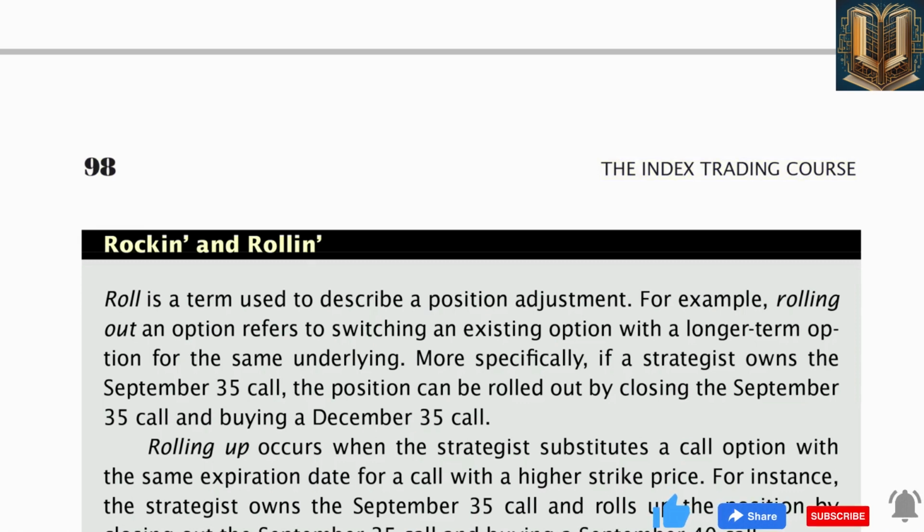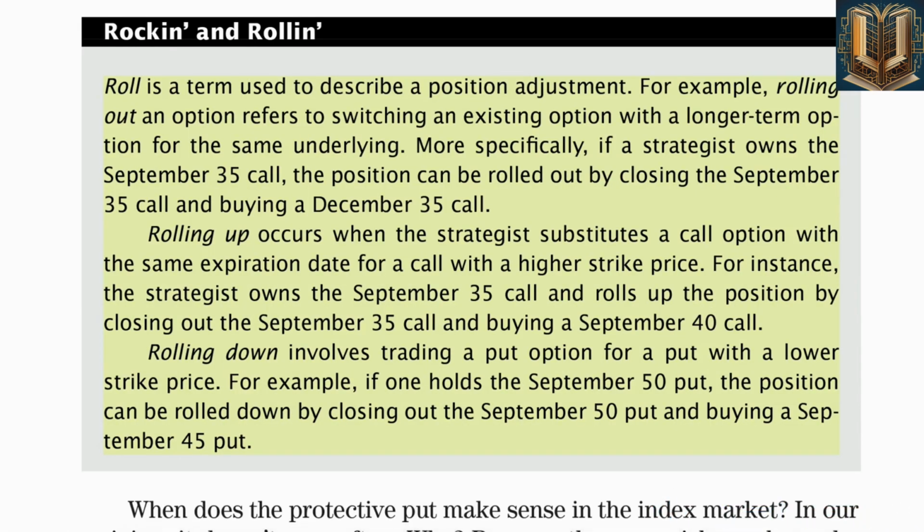Rockin' and rollin'. Roll is a term used to describe a position adjustment. For example, rolling out an option refers to switching an existing option with a longer-term option for the same underlying. More specifically, if a strategist owns the September 35 call, the position can be rolled out by closing the September 35 call and buying a December 35 call.